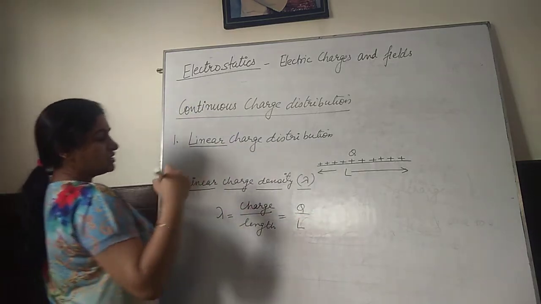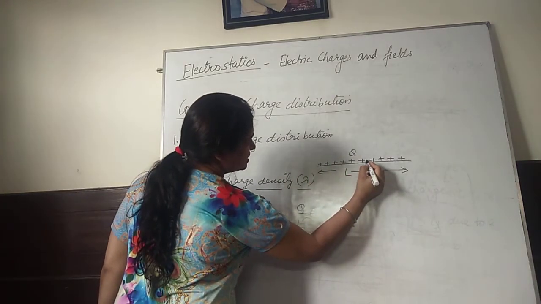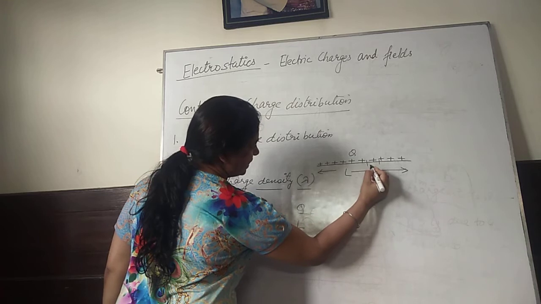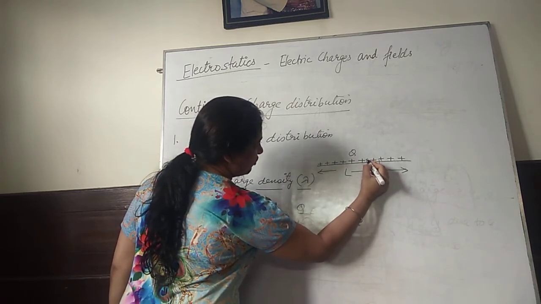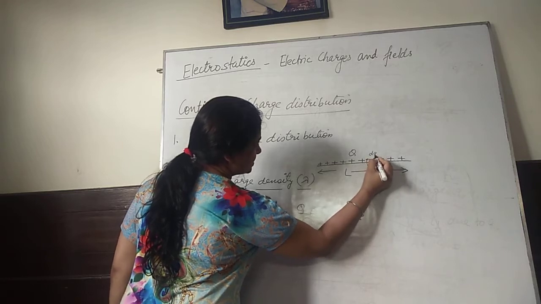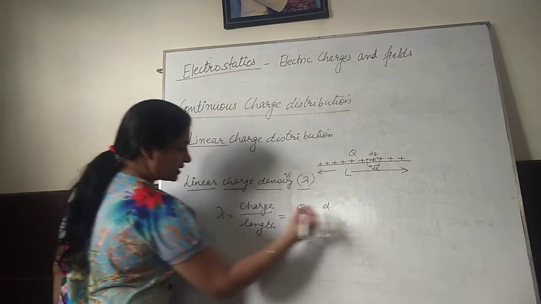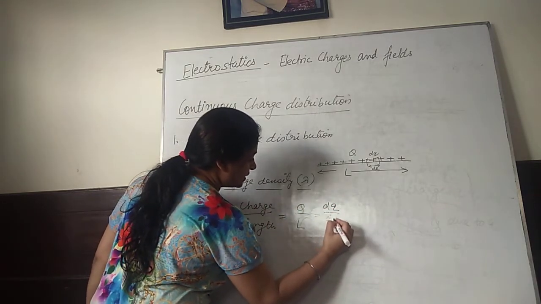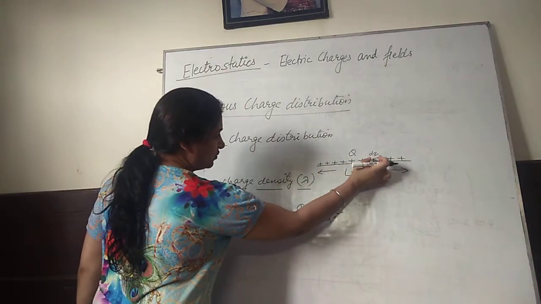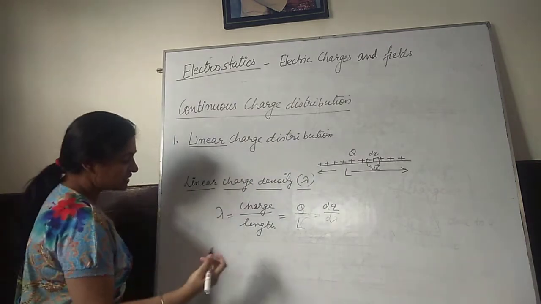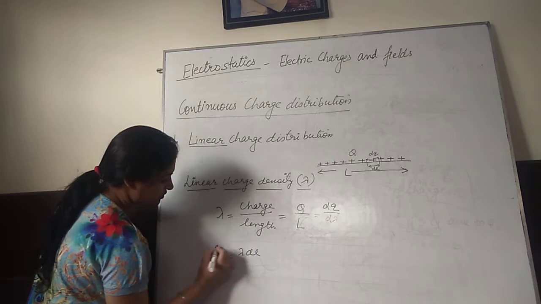Now instead of taking the whole length and the whole charge, if I want to consider a very small portion of this length, that is dl, and the charge on this small portion is, let us consider, dq, then lambda is dq over dl. For a very small length, you can easily write dq as lambda dl using this expression.